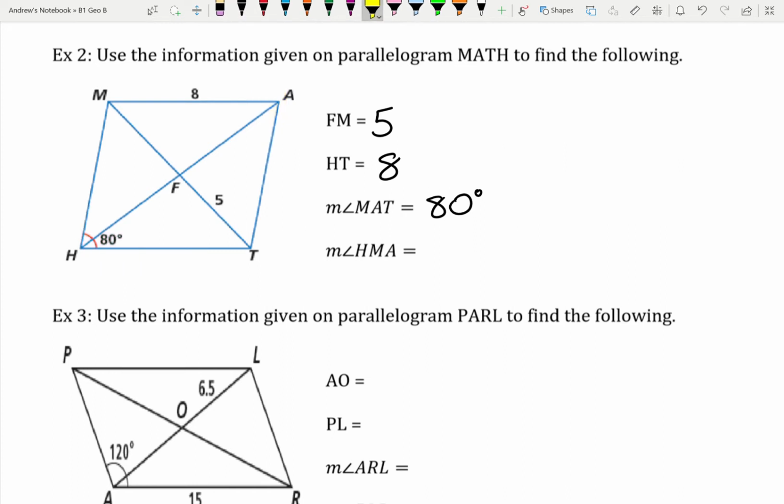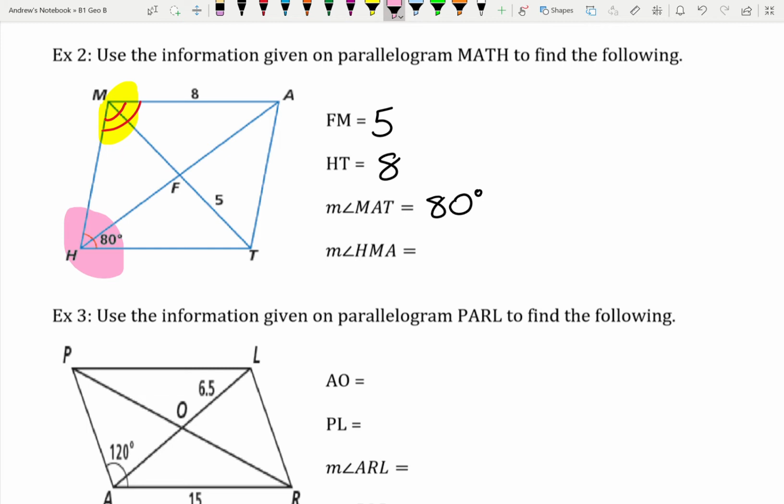Last but not least, we're looking for angle HMA, this angle up in the top there. The last property that we haven't really used yet is the fact that the consecutive angles are supplementary. What that means is we just use that angle down by H. We used that 80-degree angle on the last one, and we can do the same thing here. Because that pink angle and the yellow angle come one right after the other, as I'm walking my way around the parallelogram, they are consecutive.